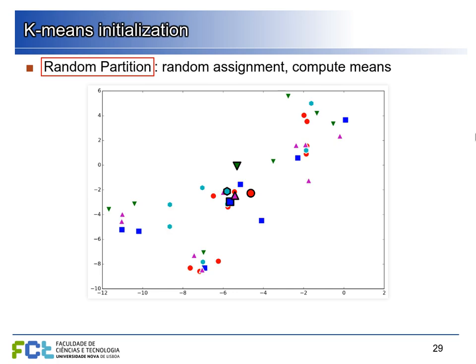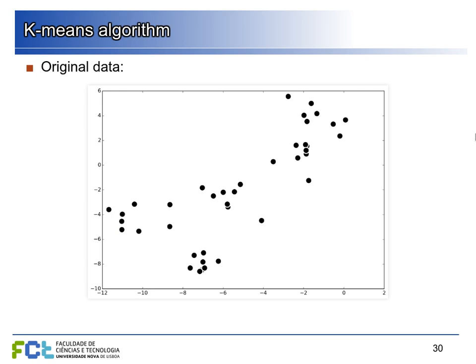Another way of starting the algorithm would be this random partition, which is to assign at random each point to one of the k clusters, and then compute the centroids to be the mean of each of these random clusters. So in this initialization, the centroids tend to be closer to the center of the data that we have, because we are averaging over a random set of points.